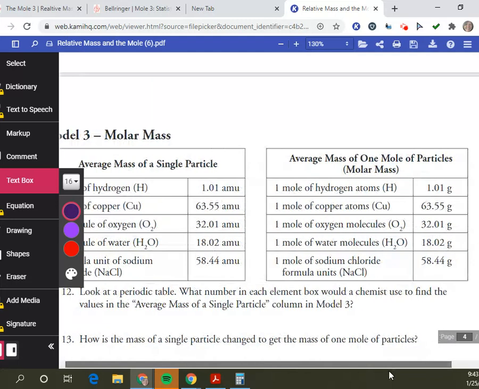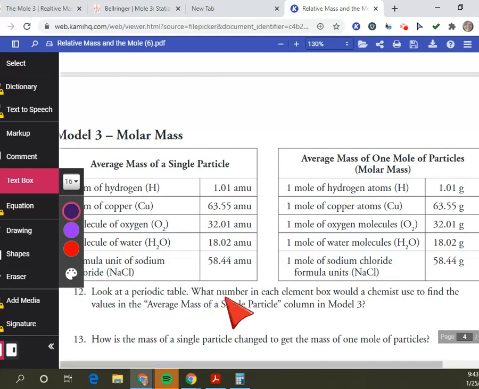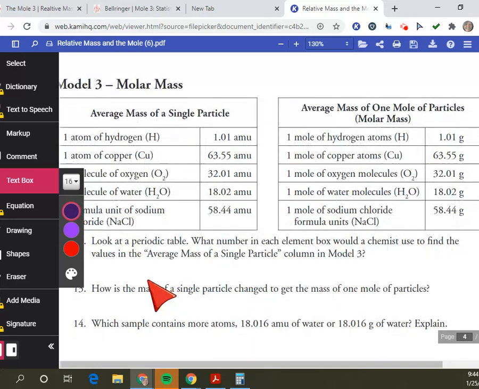Okay. So look at the periodic table. What number in each element's box would a chemist use to find the values of the average mass of a single particle? What is that? We've already talked about that. We already know that one. You're going to use that bigger number, the average atomic mass, for that one. So I'll give you a second to type that.